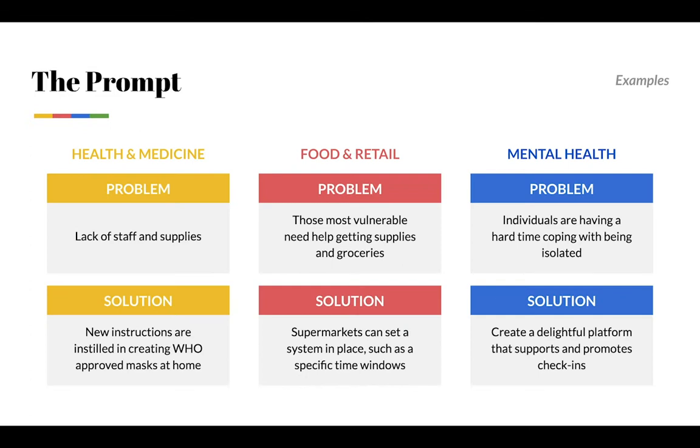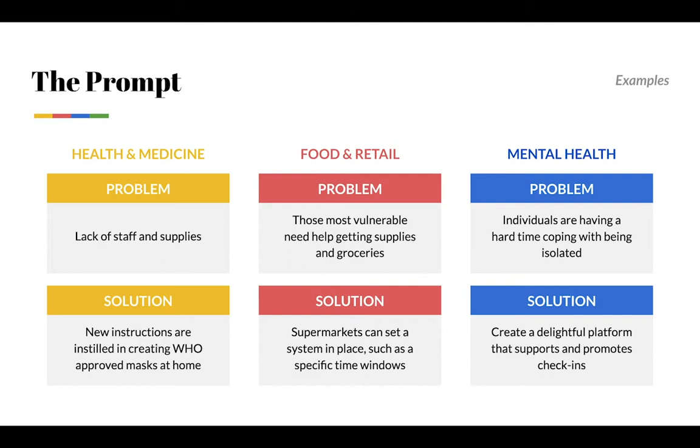We have 3 different examples that we've laid out here. One of them is health and medicine, food and retail, and then mental health. So, starting off with health and medicine, one problem is, for example, there's a lack of staff and supplies. And a solution to that would be, for example, creating new instructions that are supplied or mandated by the World Health Organization to create masks at home. And what we've been seeing is that a lot of people are starting to create masks at home and then donating them to health workers.